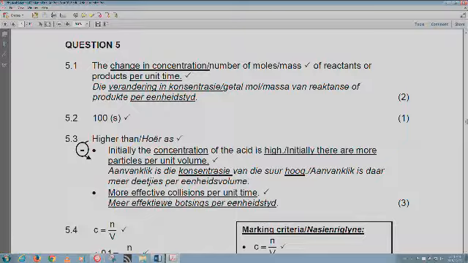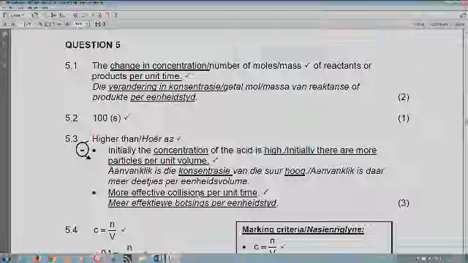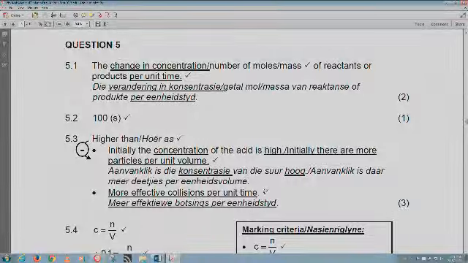Colleagues, bear in mind all the underlined words are important. For example, if the learner just says more effective collisions, then the mark is gone, because the words per unit time, or per second, or per minute, any indication of per unit time, must be there, otherwise the mark will be gone.